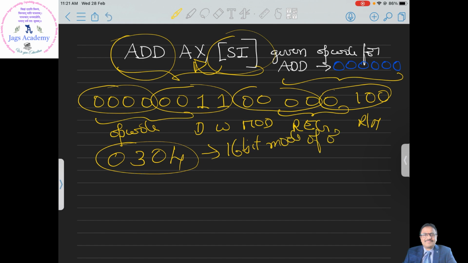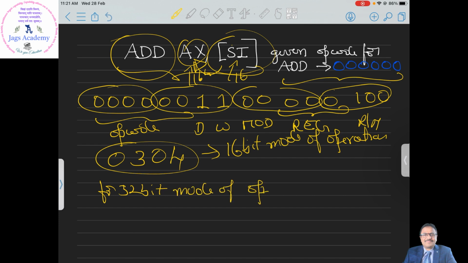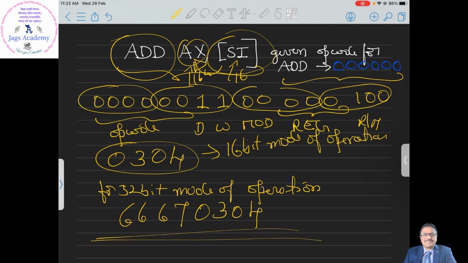Now suppose it is 32-bit mode of operation. There is a violation in both address and operand, right? See, the address here is 16-bit, and the operand is also 16-bit. So for 32-bit mode of operation, for the same machine instruction, you have to put a prefix of 66, 67, then 03, 04. That's all, right?